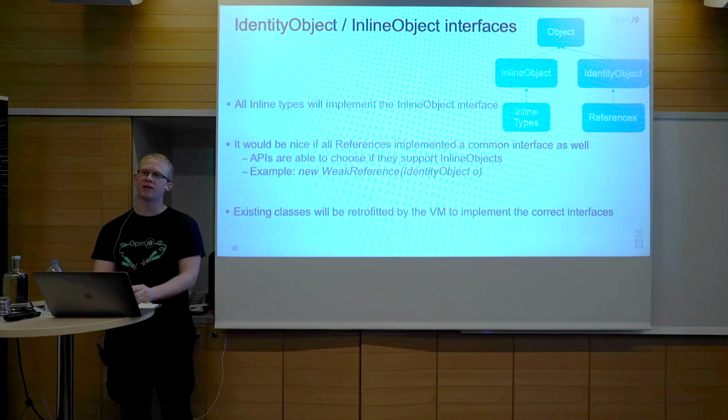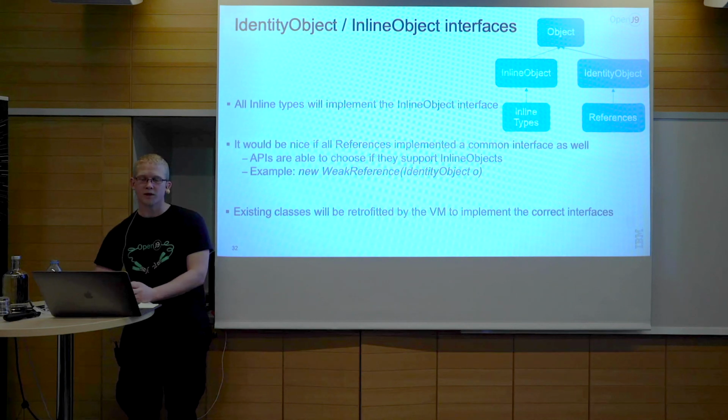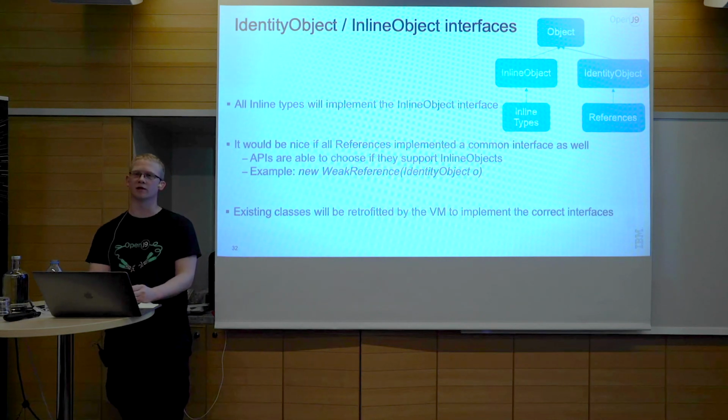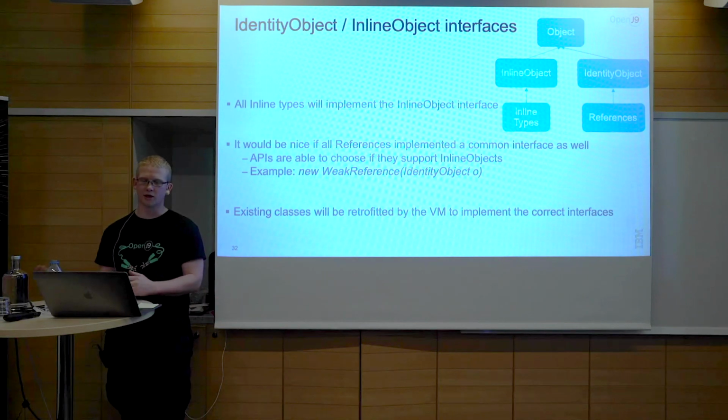So every inline type will implement inline object by definition. And so you have an easy way to talk about all the inline objects. So if you want some method that only deals with inline objects, or you want to be able to overload a particular method to treat inline objects differently than identity objects, you can do that. This also gives us a tool for generic specialization, which is one of the goals we've been pushing towards, in that we can specialize based on if you're an inline object or an identity object.